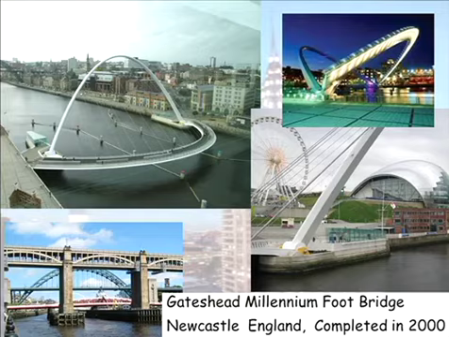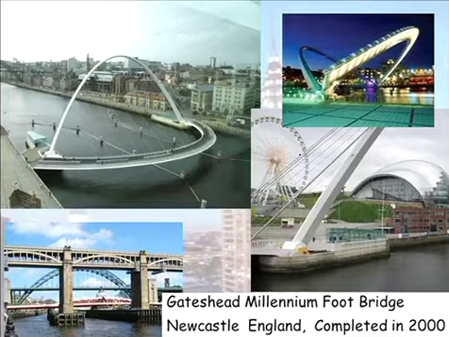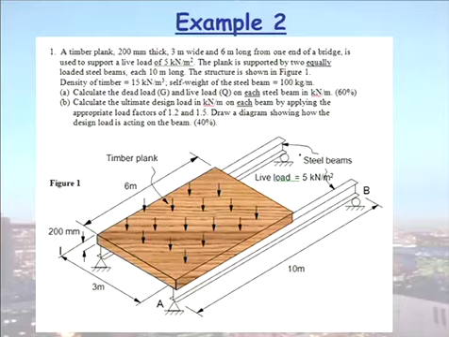So that's the Gateshead Millennium Footbridge, which I think is a lovely structure and more unusual because of the way it tilts open and closed. So if you're ever in Newcastle, go and have a look. And if you ever want to design something like that, you've got to know how to design a timber plank on a steel beam. So this is the second and will be the last example.